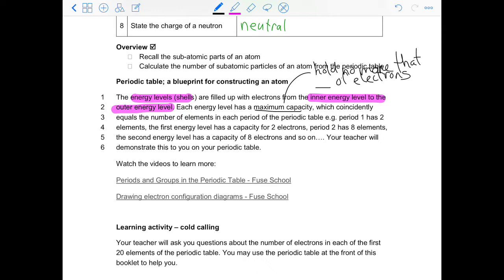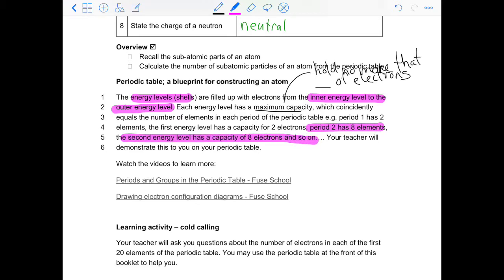If we move down the periodic table to the second period, we have 8 elements, starting with lithium, ending with neon. So we have those 8 elements. The second shell of the atom can also hold 8 electrons. This is part of the genius behind Mendeleev and the way he designed the periodic table, that this is all able to work as well as it is. So period 2 has 8 elements, and the second energy level has a capacity for 8 electrons, and so on.